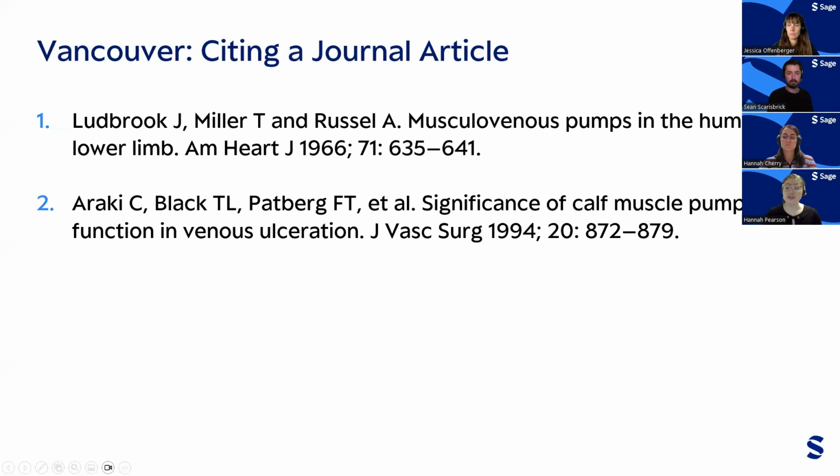Here are 2 examples of journal articles cited in Vancouver style, and perhaps you can see some differences from the previous styles we've looked at. So for example, the publication date appears later in the reference entry than in both APA and Harvard style. And again, be sure to consult your style guide for more specifics.